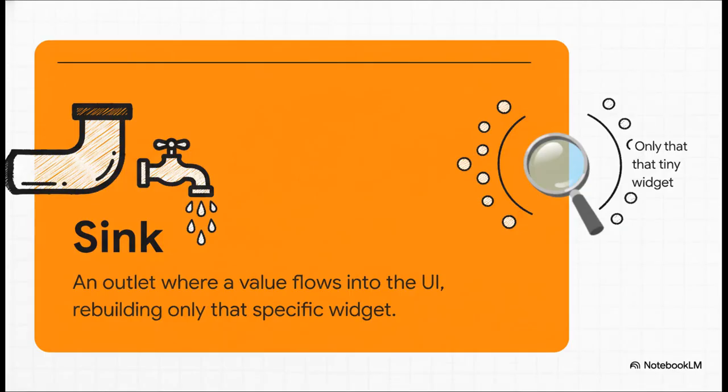Okay, so you've got data flowing through pipes, but how does it actually show up in the UI? That's where the sink comes in. The sink is your faucet, your tap. You stick a sink widget exactly where you need that value to appear. It hooks up to a single pipe, and here's the magic part. When that pipe's value changes, only the sink rebuilds. That's it. Not the whole screen, not the widget above it, just that one little faucet.